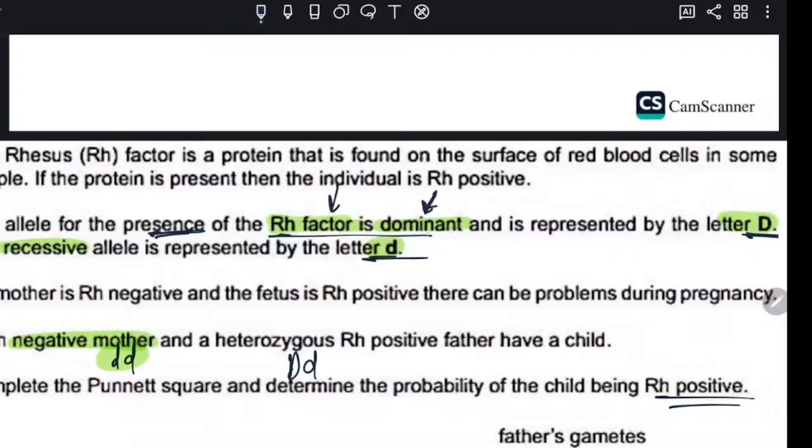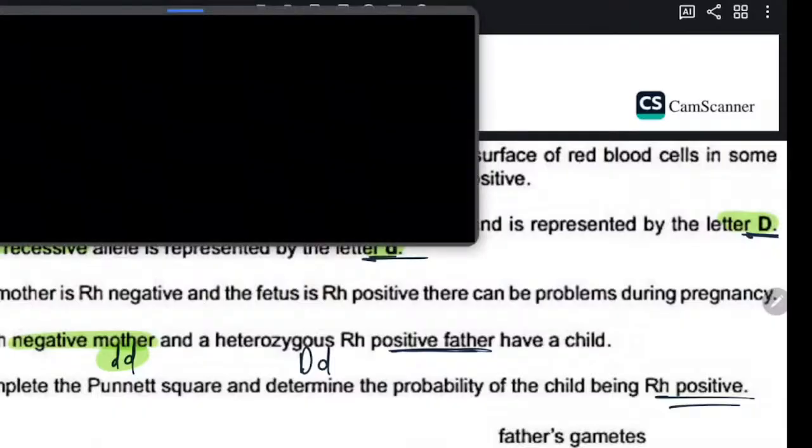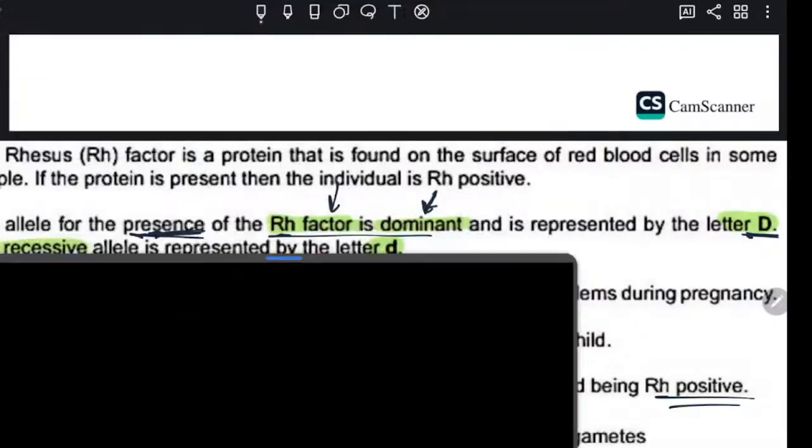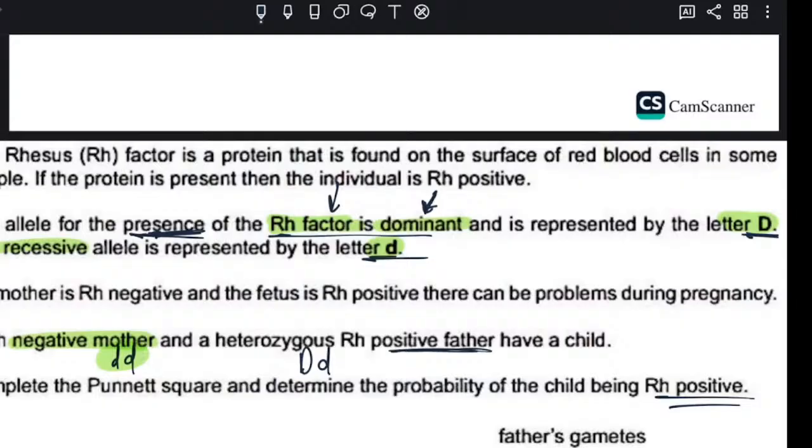So if she is negative, just make sure she doesn't have the dominant one, because the dominant one is for the presence of it. So it's for positivity. So the positive dad is heterozygous though. So yes, he has the dominant one, but he should also have the recessive one because he is heterozygous. Then the mom is negative, which means she mustn't even have the dominant one. So she'll be like this. That's what you do for the mom. And then now you can cross them.